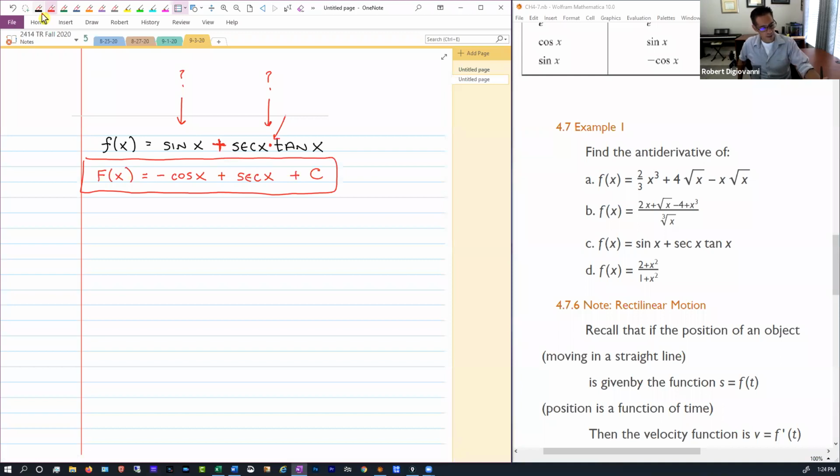Okay, let's look at D. F of x equals 2 plus x squared over 1 plus x squared.